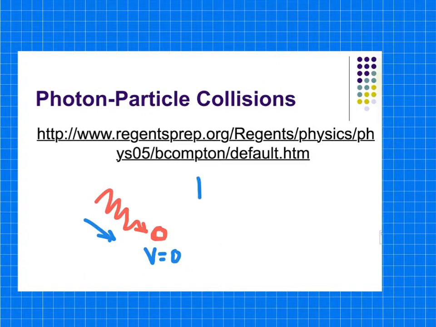And then after the collision, the wave might slow down or change direction. So I'm showing a lower frequency and a change in direction slightly. And the particle might then move with a velocity on its own as well. And the energy is conserved in the collision.